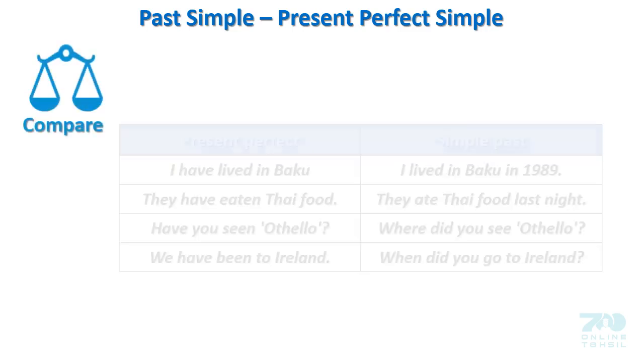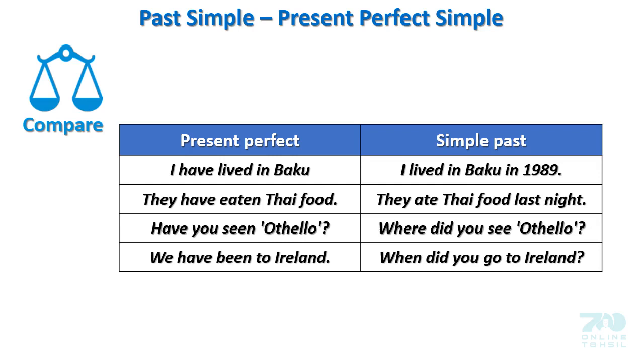Compare present perfect: I have lived in Baku. They have eaten Thai food. Have you seen a tiger? We have been to Ireland. Simple past: I lived in Baku in 1989. They ate Thai food last night. Where did you see a tiger? When did you go to Ireland?